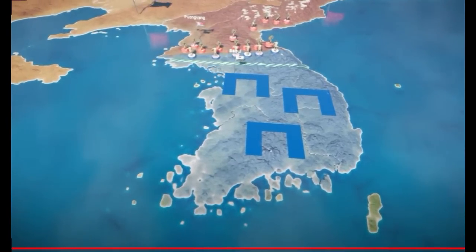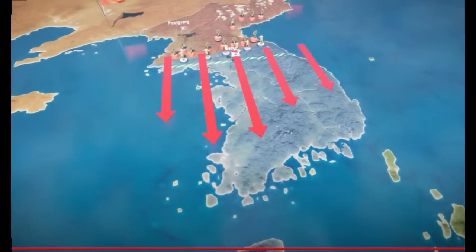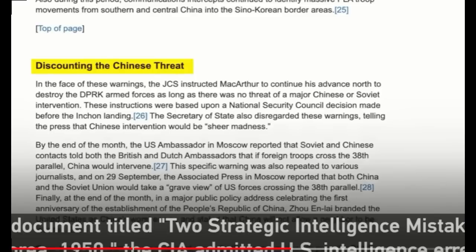They did not listen to Putin's warnings. They did not listen to Putin's red lines about Ukraine joining NATO, and this is what happens. In a document released by the Pentagon, called The Two Strategic Intelligence Mistakes in the Korean War, the CIA admitted US intelligence failings, and they admitted that they had discounted the Chinese threat, despite the Chinese giving them various warnings not to go into the border between North Korea and China, not to use Taiwan as a military base, and not to support the South Vietnamese as well. So despite various warnings, the US decided to completely discount the Chinese threat, and this is what happened really.